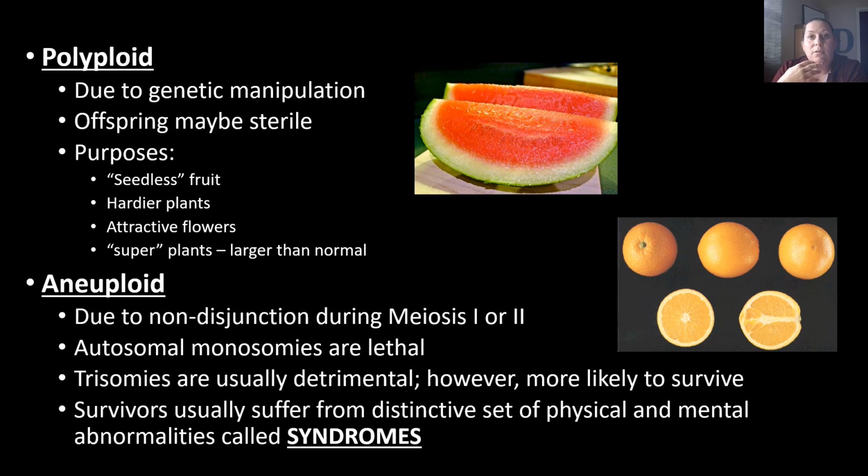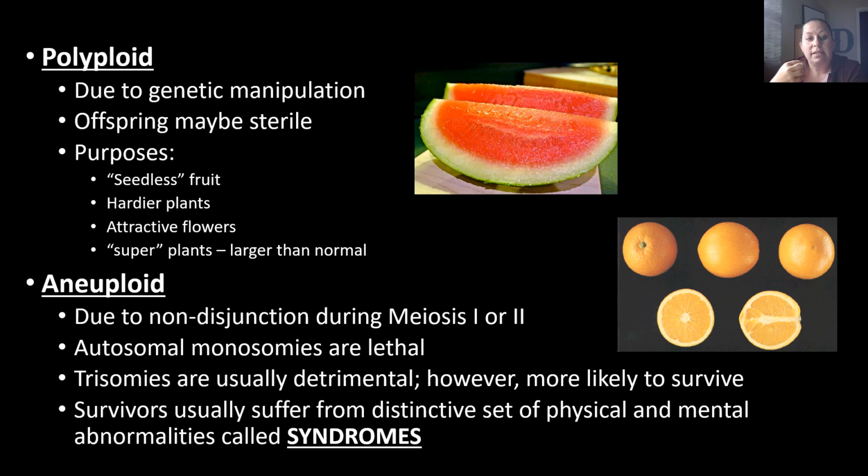Also, when you do polyploid plants, it makes them hardier plants. They tend to be able to withstand changes in the environment a little bit better. Also, certain ones have more attractive flowers, and that can be something that's beneficial. And a lot of them are known as super plants because they grow larger than normal, like I was talking about with that strawberry.